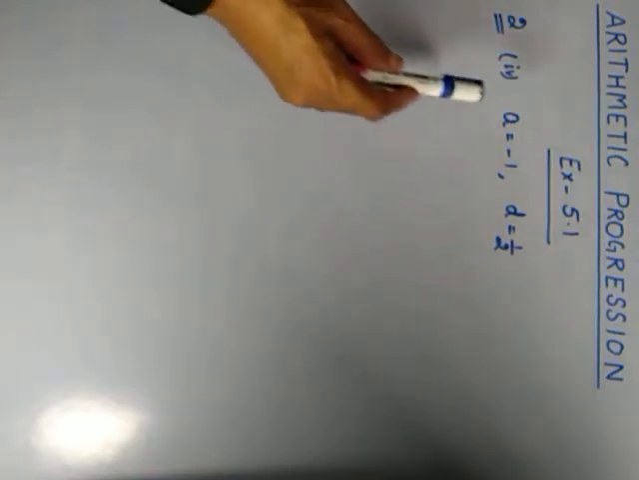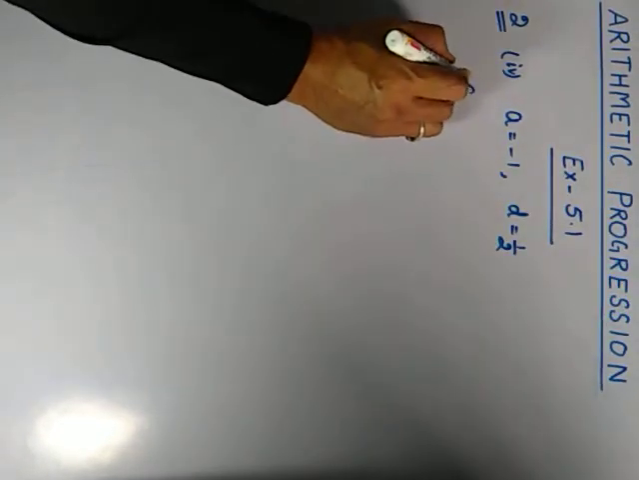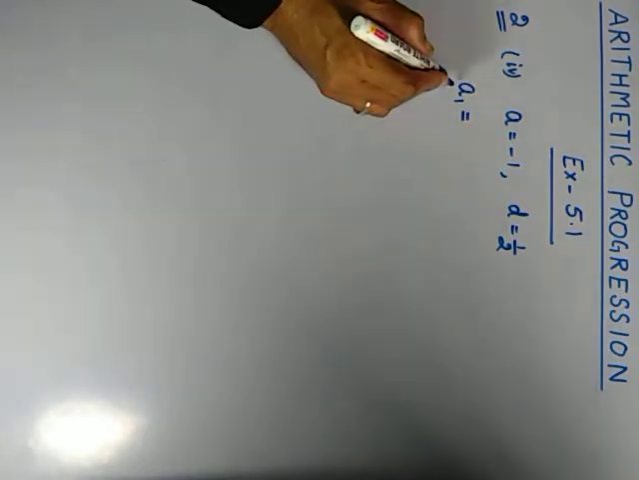Let us start exercise 5.1. We will start from second question. Write first four terms of the AP when the first term A and common difference D are given as follows. There are 5 parts. I am doing fourth part, in which A is given, that is first term is given -1, common difference D is 1 by 2. We have to write first four terms. So A is already given, which is A1, first term is -1.